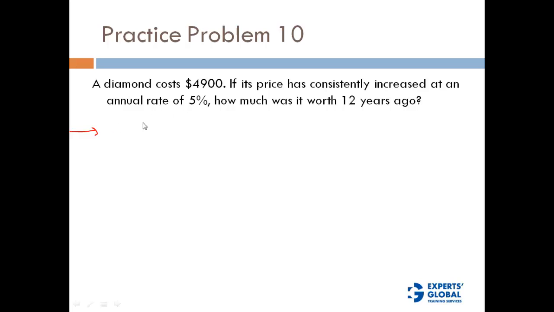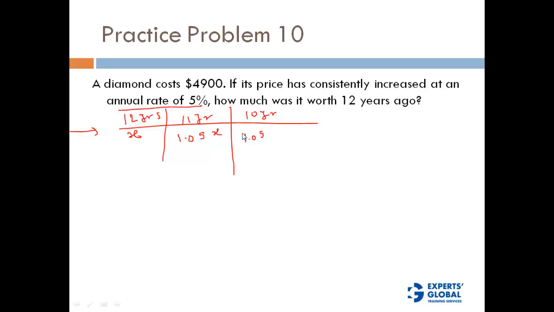Okay, so let's say 12 years ago, the price was X dollars. So what is it going to be 11 years ago? Every year it has been increasing by an annual rate of 5%, right? So that means it is going to be 1.05 X 11 years ago. 10 years ago, it is going to be 1.05 into 1.05 X. Correct? 9 years ago, it is going to be 1.05 raised to 3 times X.